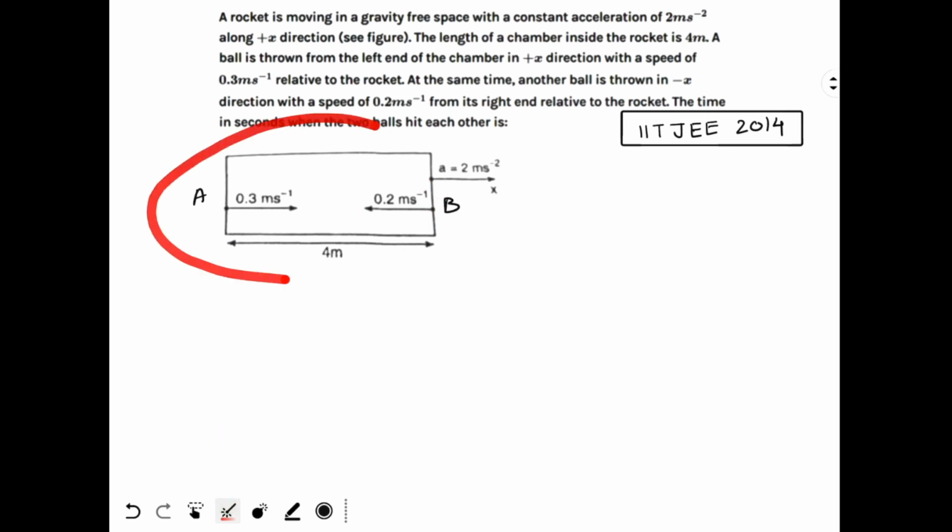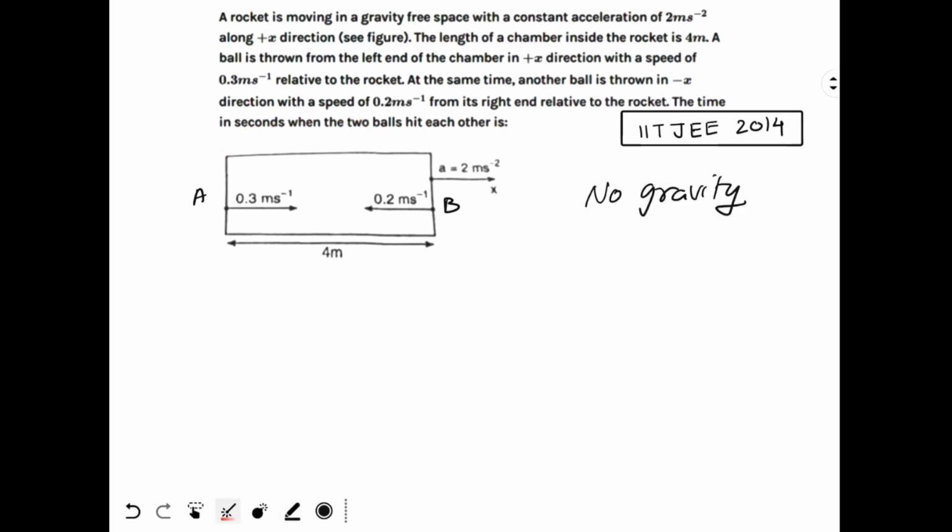This is moving in gravity free space. The rocket is in gravity free space, so no gravity. We have to find the time it takes for A and B to collide. Okay, the time taken by A and B to collide.